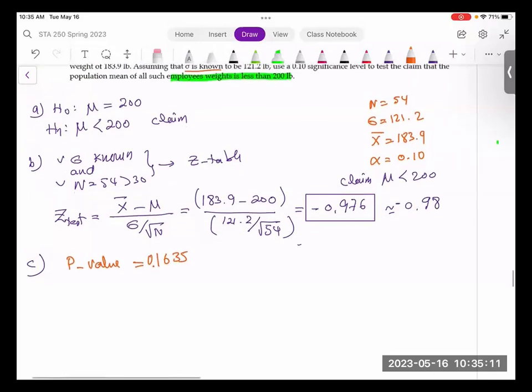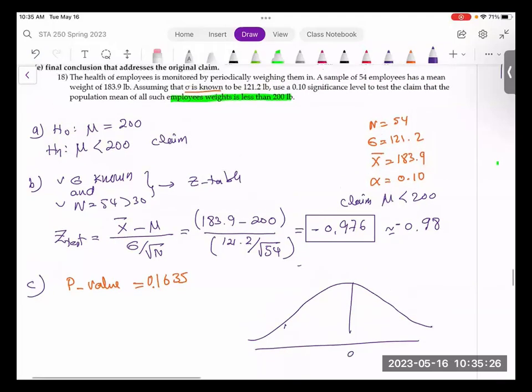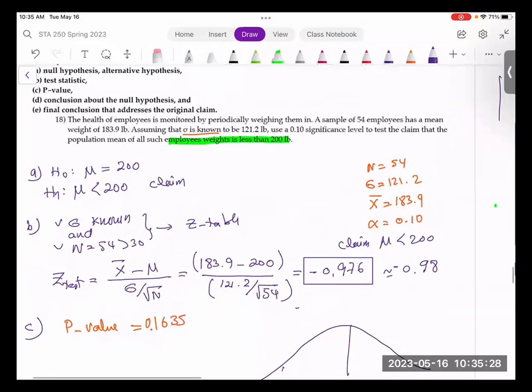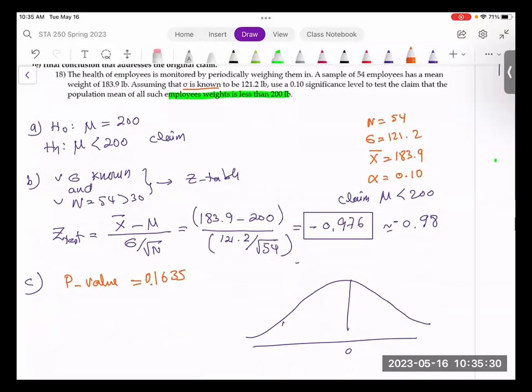So let me try to explain it again. If I have this chart, this is my normal bell shape. This is the 200, whatever it is here. Let's suppose this is a 0. If I draw the mean less than 200, it would be this side, less than 200. This is going to be right here. This is the totality of the alpha, which is 0.1.